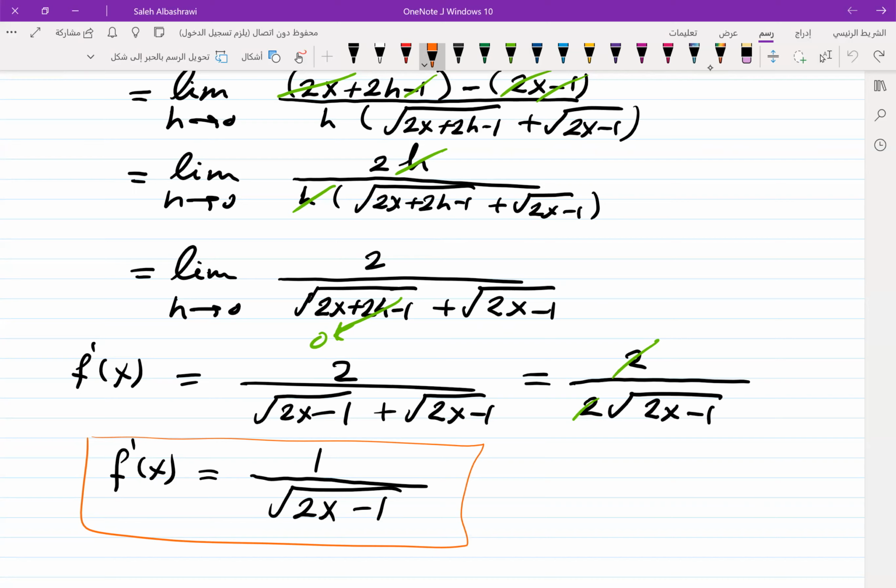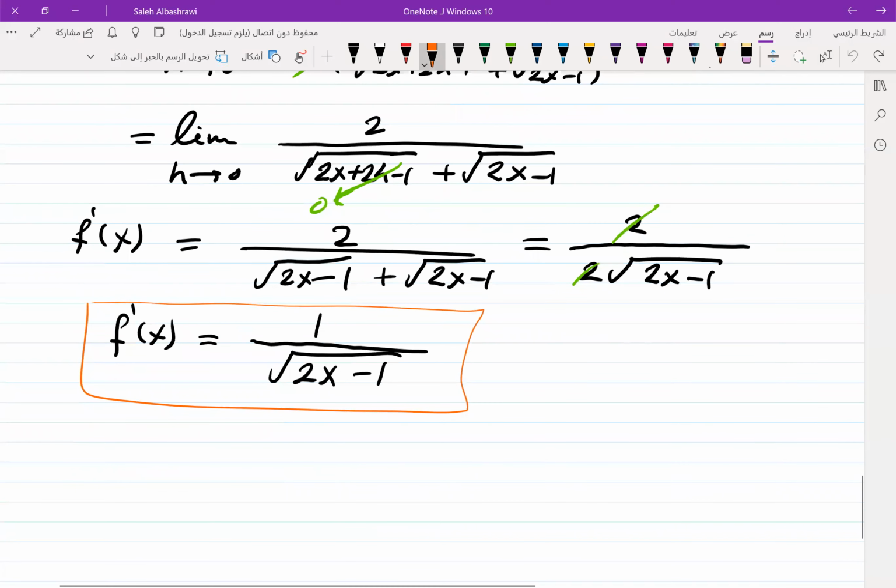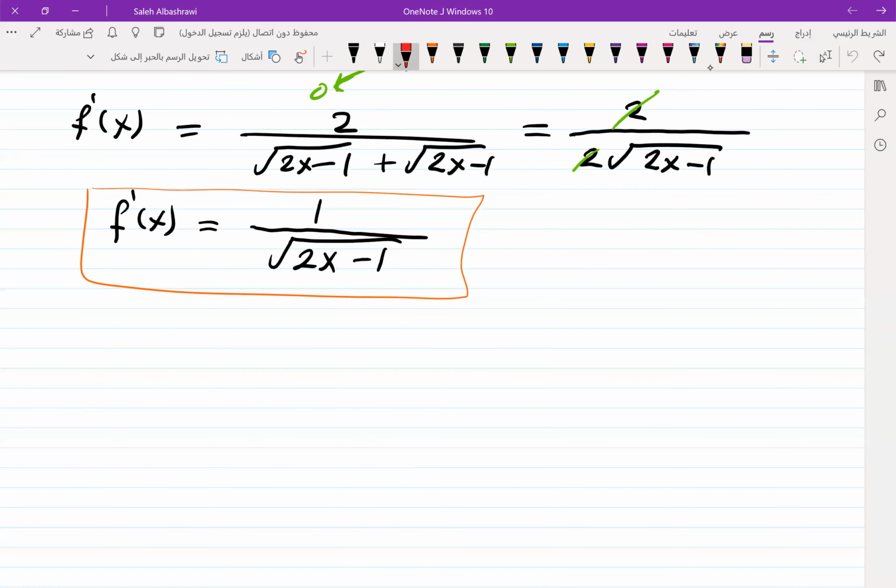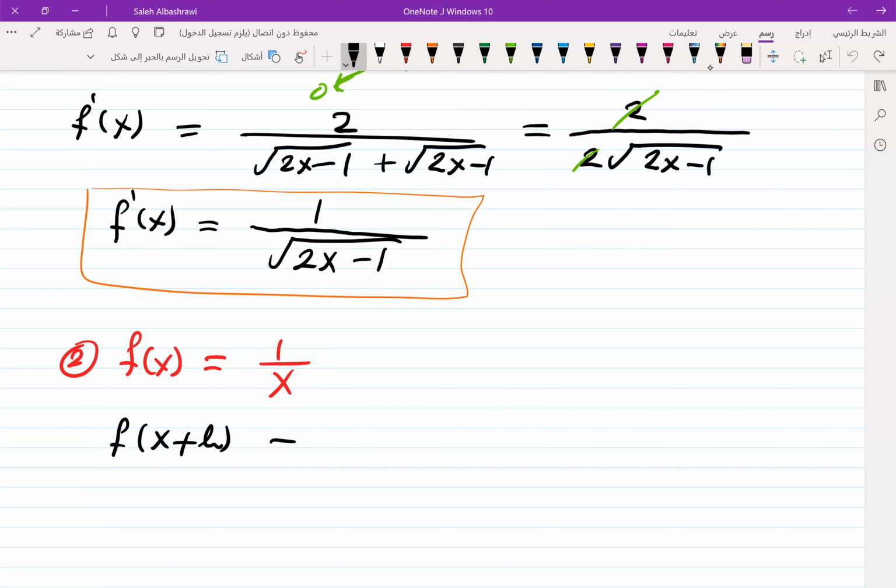Let's take one more example. Number 2. f of x equal to 1 over x, and I need to find the derivative of this function using the definition. f of x equal to 1 over x. So let's find f of x plus h. That means replace x in the given function by x plus h.